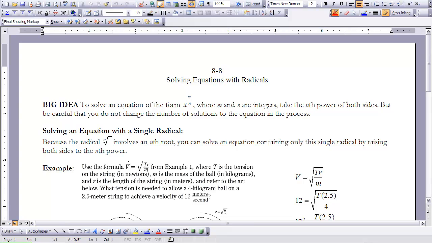Because the radical involves the nth root, we can solve an equation containing only this single radical by raising both sides to the power of n, or to the nth power. We're going to use the example found in your textbook on page 562. It's example 1, and it involves spinning a ball on a string around a circle. If the string breaks, the ball will follow a straight line path in the direction it is traveling at the time of the break, as shown below in this example.